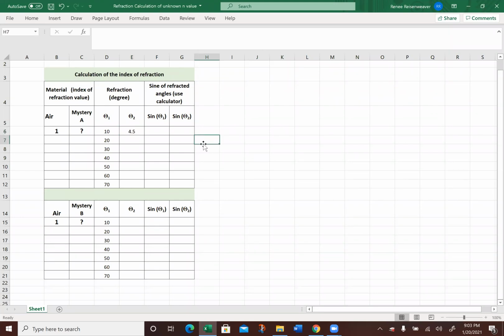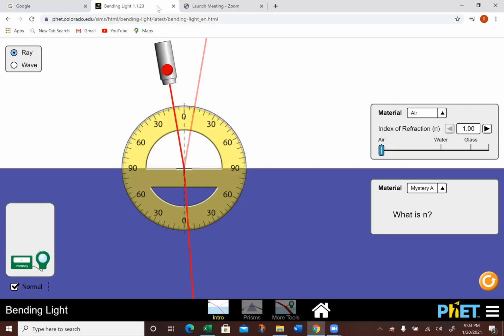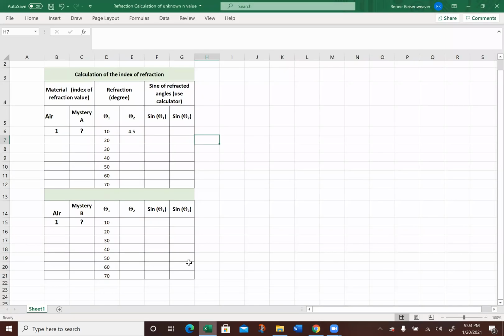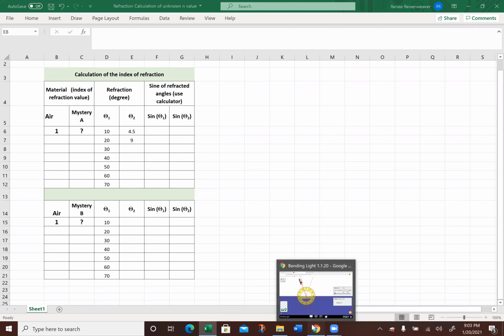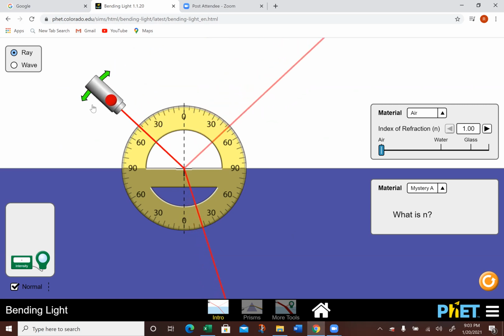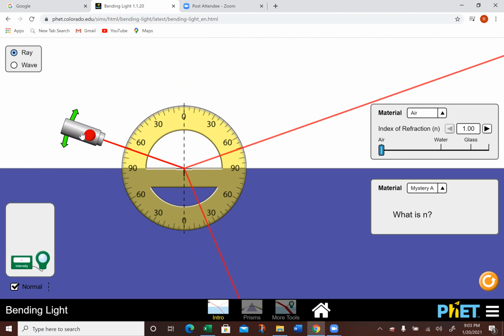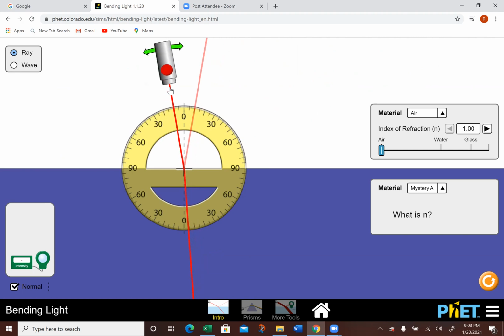I type it in, you write it in, right? So doing the second angle, going to go then to 20 degrees, right? So line it right up on the 20-degree line. And that looks to be about 9 degrees, not quite 10, right? So I would say that's 9 degrees there, and so on. So you're going to continue down, right? You're going to do the same thing for mystery B. So we're going to go all the way to 70 degrees, get that number, fill that all in, and repeat the same process, but switch this material to mystery B.